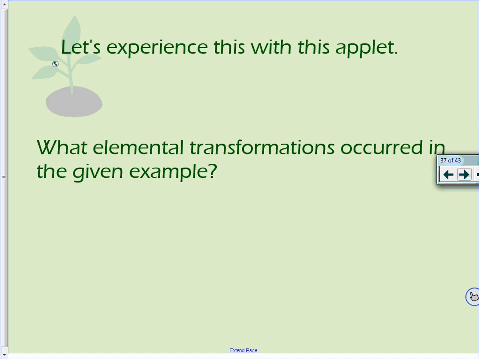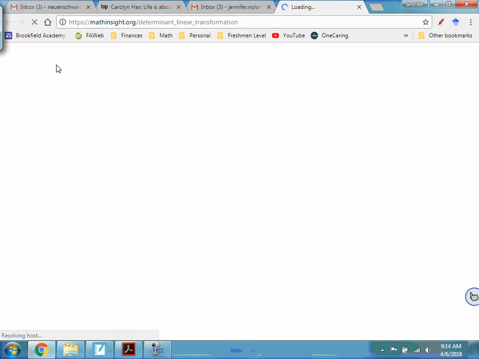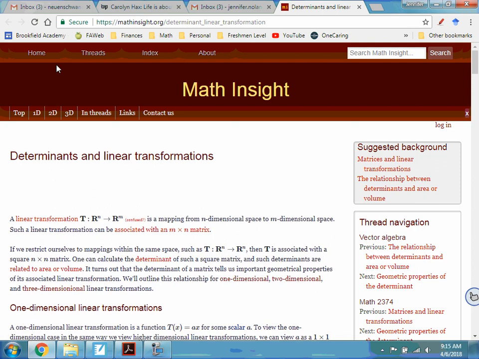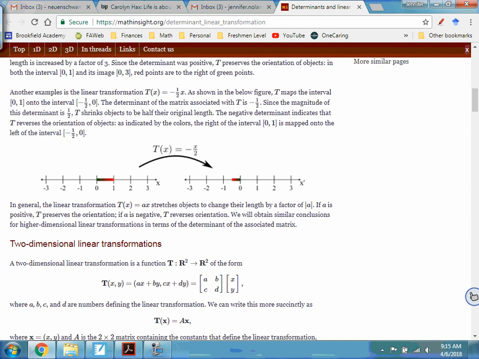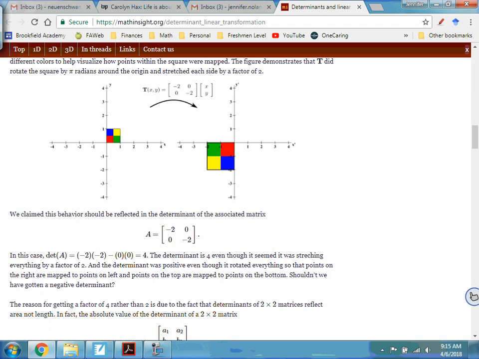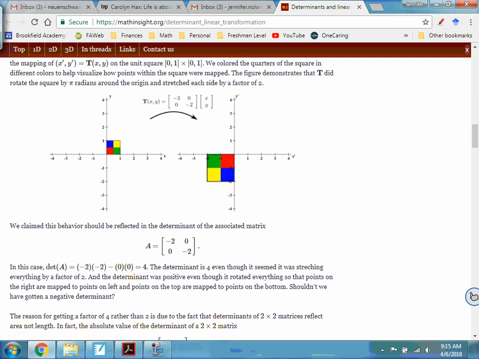Okay, so this applet is really cool. That's the one where I stole that image from. So we have determinants and linear transformations. That's our topic today. This shows for 1 by 1, and then this would be, let me do a little zooming. For example, if you multiplied by the matrix -2, 0, 0, -2.